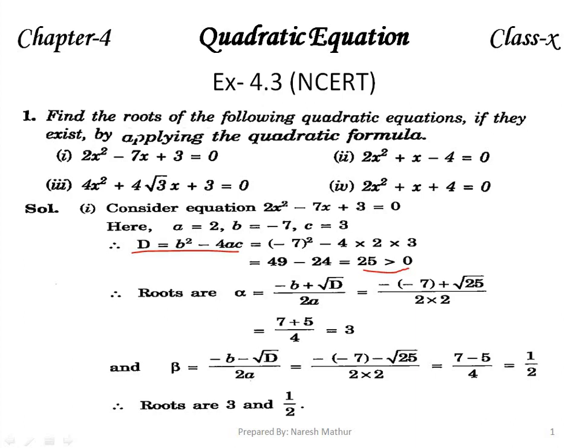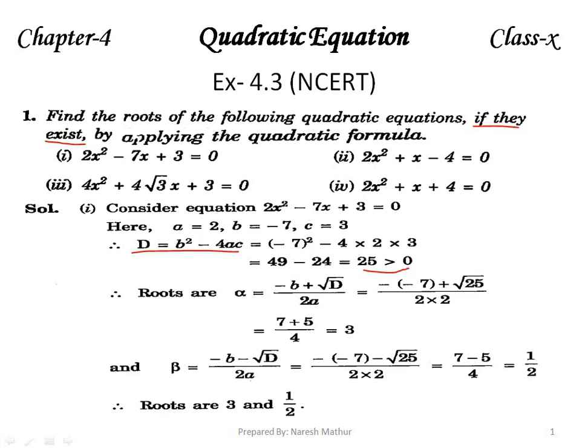Now, in this question, we have to find roots if they exist. If they exist means first we need to find the existence of the roots, then we need to solve further. For finding whether they exist or not, we need to find the value of d, that is b square minus 4ac. It should be greater than or equal to 0.